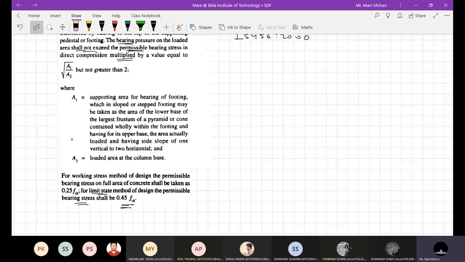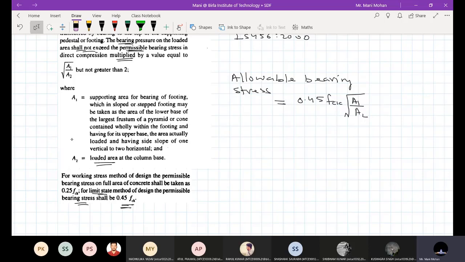So what is the allowable bearing stress for me? This allowable bearing stress is actually 0.45 FCK root over A1 by A2. Okay, so this is my formula. Now if you read this, what is A1 and A2? Here it is written A2 as loaded area at the column base. So instead of column base, I am having the wall base. Okay. Now here we have what? Supporting area for bearing of footing, which is sloped or something is written.